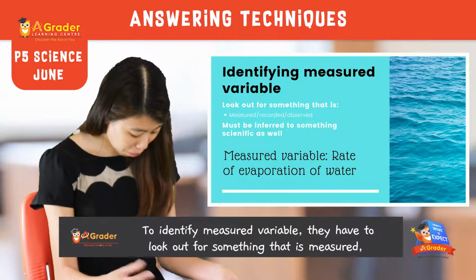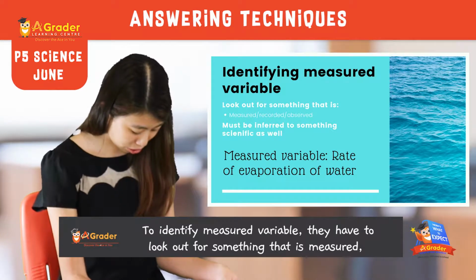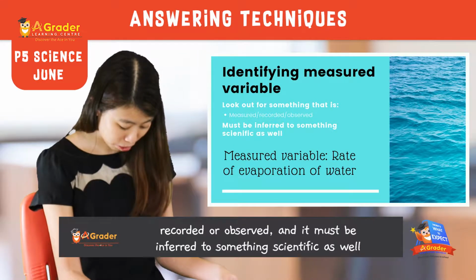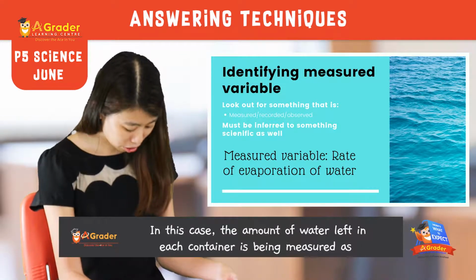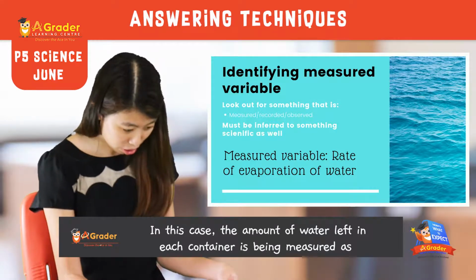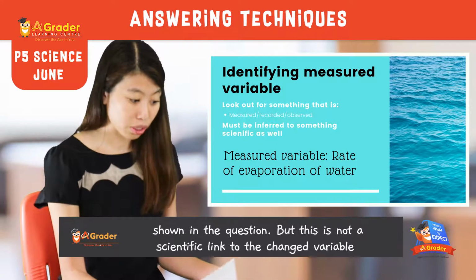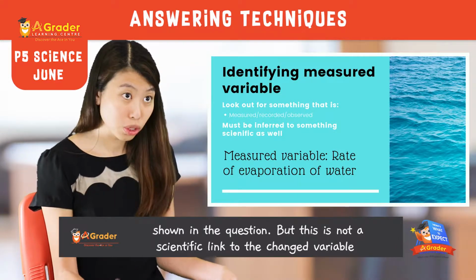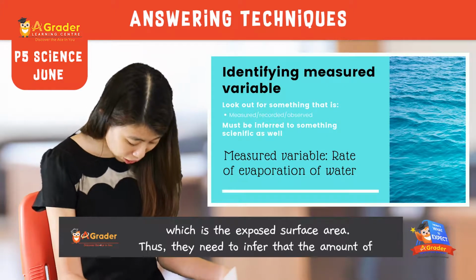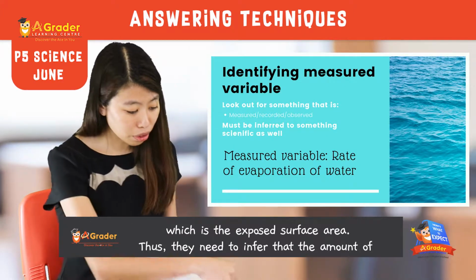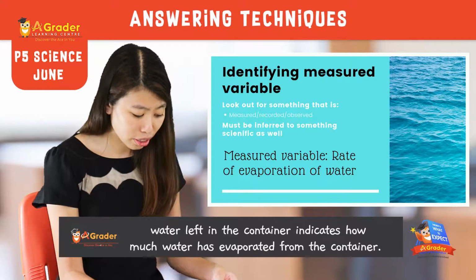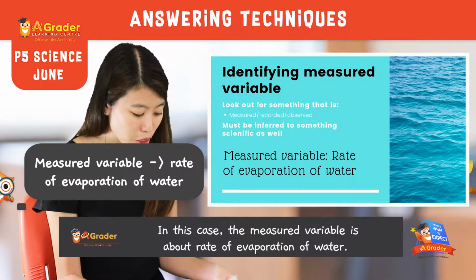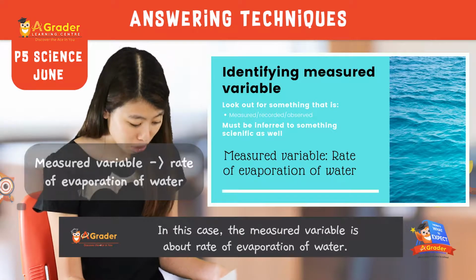Alright, to identify the measured variable, they have to look for something that is measured, recorded or observed, and it must be inferred to something scientific as well. So in this case, the amount of water left in each container is being measured, as shown in the question. But this is not a scientific link to the change variable, which is the exposed surface area. Thus, they need to infer that the amount of water left in the container indicates how much water has evaporated from the container. So in this case, the measured variable is actually the rate of evaporation of water.